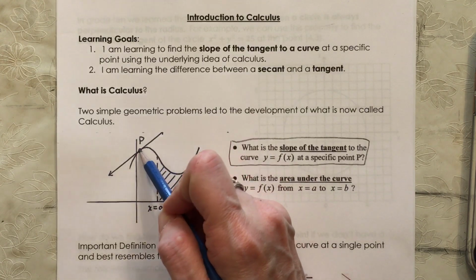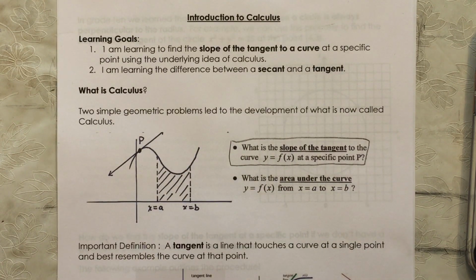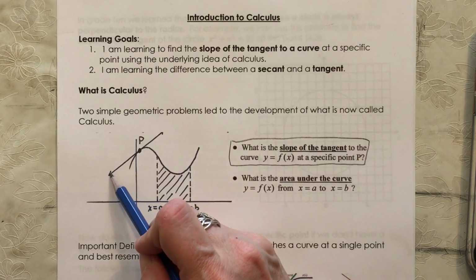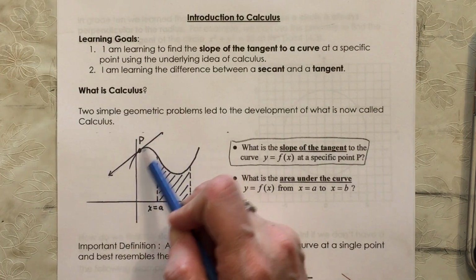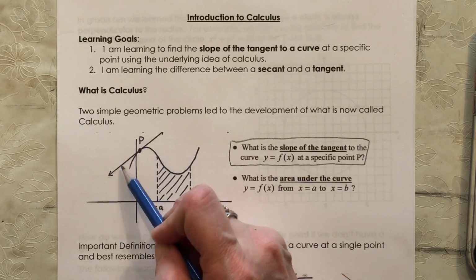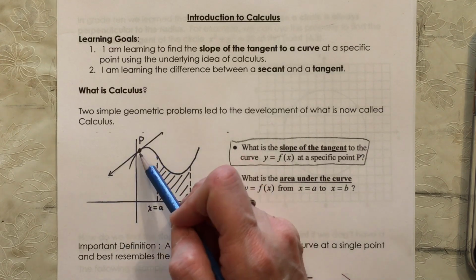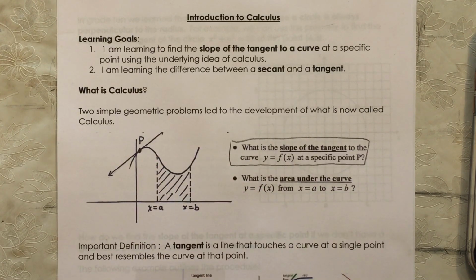So I've drawn a little picture here. There's a point P. What's a tangent? Well, it's a straight line that most resembles the slope of the curve at that specific point, and it only touches the curve in that one spot. And that's the differential or derivative calculus that we're going to be doing this semester.